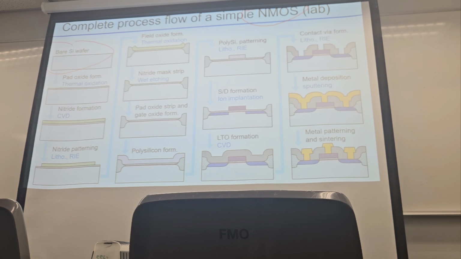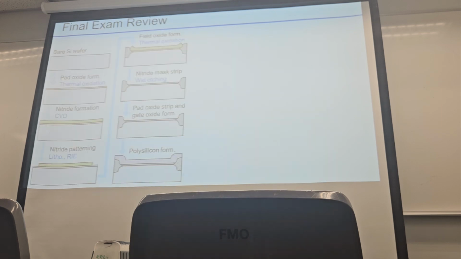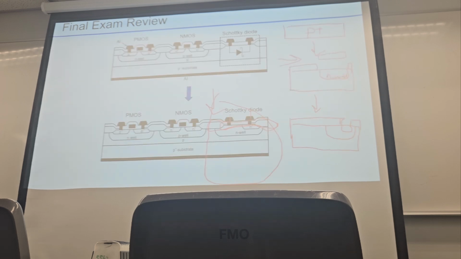But since you are joining the Schottky diode, you do not need the gate oxide. So you can, but you need to join here. Let me check.